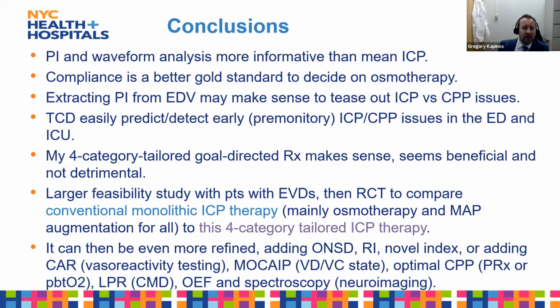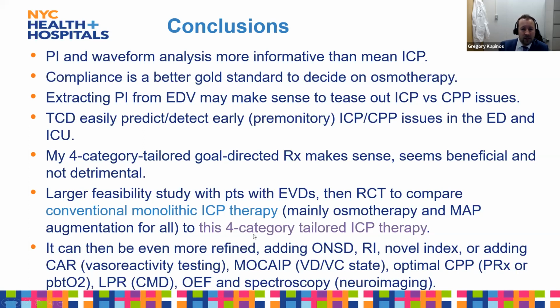So PI and waveform analyses are more important than just the mean ICP. The compliance is a better gold standard to me to decide on osmotherapy rather than waiting for a crisis. TCDs are easy to use, and they can predict and detect early an ICP or a CPP issue. And what is even more important to me is that then we can disentangle those issues. Is it truly the ICP that is going to be high, or is it the CPP that is inadequate, and therefore you can tailor your treatment?